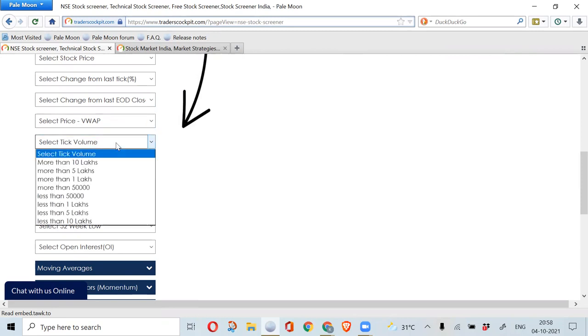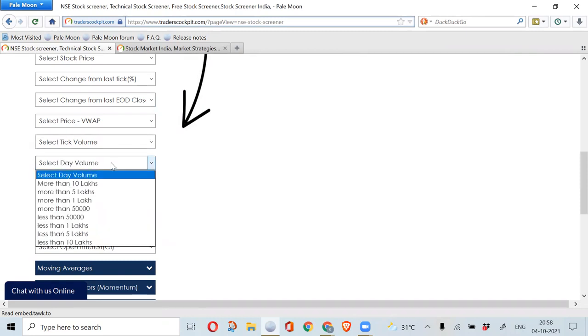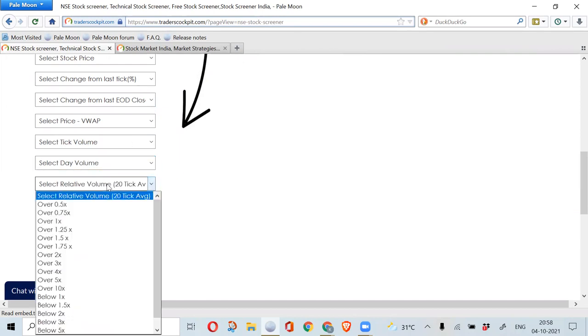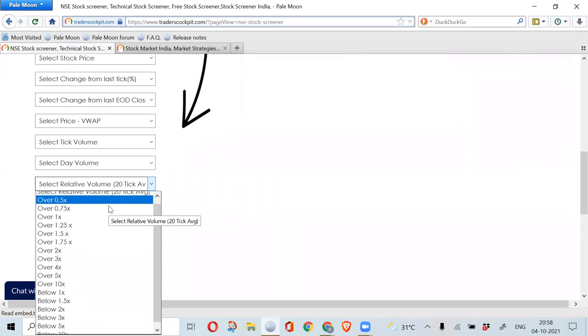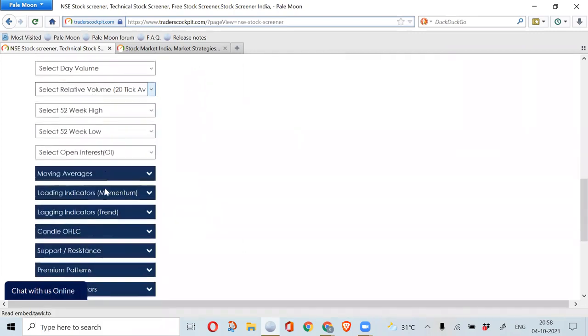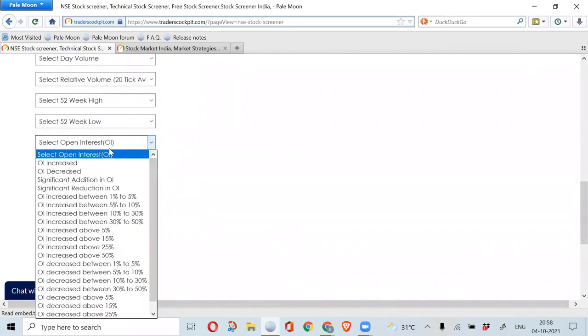And then you can select individual tick volume conditions. You can select day volume conditions. All the conditions are pre-coded and you just have to select the condition, that's all. And then if you want the 20 tick average volume, we have conditions here like over 0.5 times, over 1 time, over 2 times, 3 times. So you can screen based on large volumes also. And moving on, we have these open interest conditions, like significantly increased open interest, individual open interest increased between 5 to 10%.